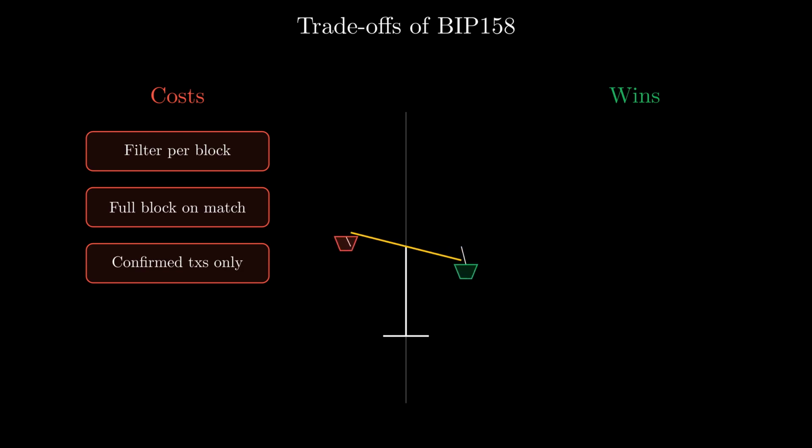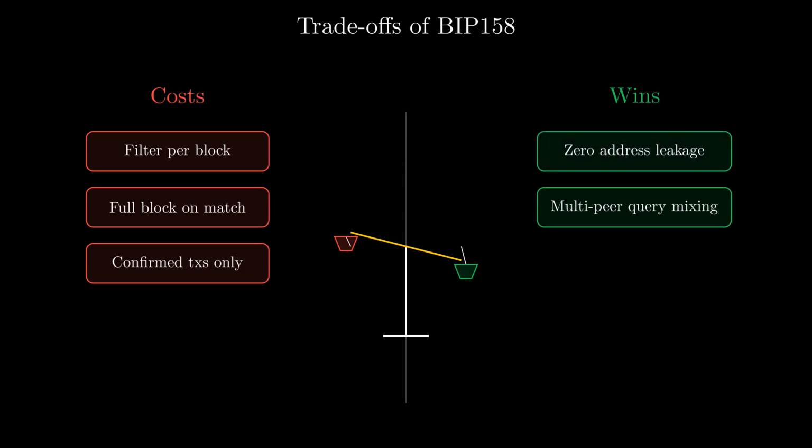But here's the win. The client can fetch matching blocks from different peers, mixing its queries across the network. No single peer ever learns which addresses belong to the wallet. Privacy is structural, not a promise, and the real elegance is in how those filters get compressed. Bloom filters were the obvious choice, but they're not the most efficient. BIP158 uses Golomb-Rice Coded Sets, or GCS.